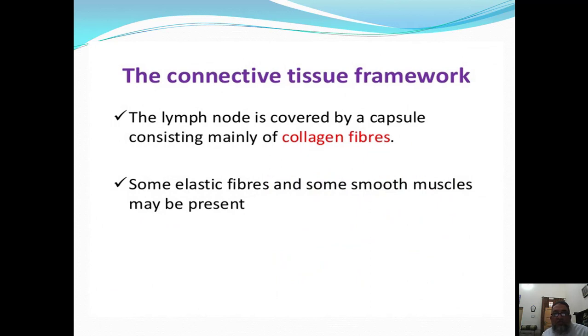The lymph node is covered by a capsule consisting mainly of collagen fibers. Some elastic fibers and some smooth muscle may be present. So this is the composition of a connective tissue capsule composed of elastic collagen and a few smooth muscles.